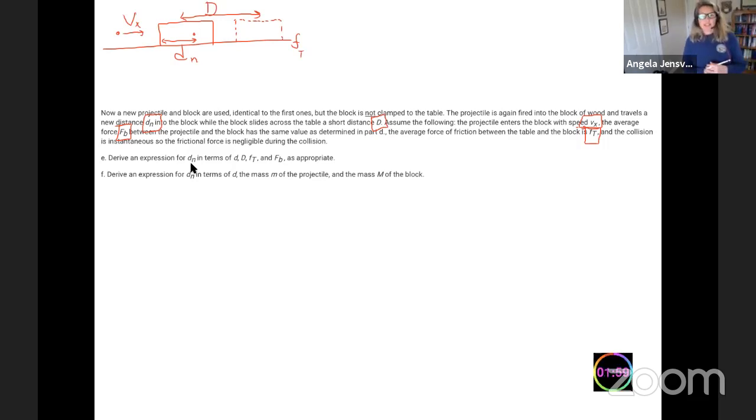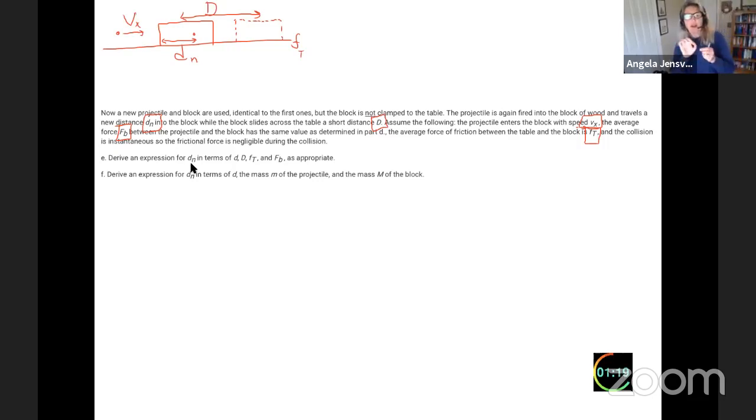Okay, how did you do? It's a lot, right? We've got how many different Ds? 3 Ds? Yeah, it's okay. I tried drawing a diagram so I can remember. dn is how far the projectile goes in the block. Capital D is how far the block moves sideways. And then there's another D, regular old d, which is what we found before, and that's how far the projectile went into the block when it was clamped. Okay, we can do this. Derive an expression for dn.